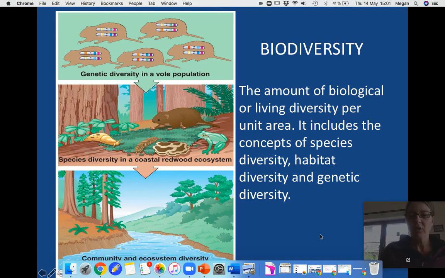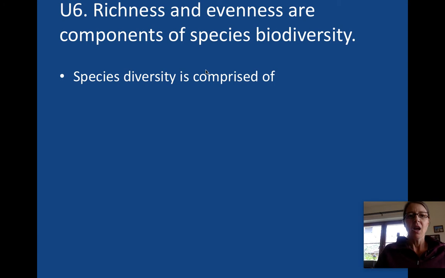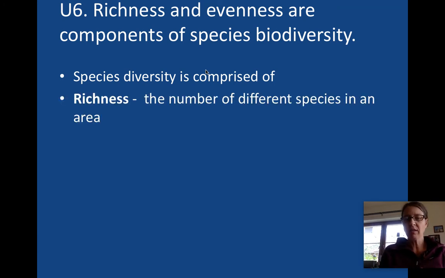All right, so when we're looking at species diversity, we're going to focus on 2 measurements. One is richness and one is evenness. And then we're going to give an overall score in a Simpson's Biodiversity Index. So species diversity is comprised of richness. Richness is the number of different species in an area. So if you count 10 different species in an area, the richness is 10. It doesn't matter if there's 100 of one species, 37 of another species, just how many different species there are.